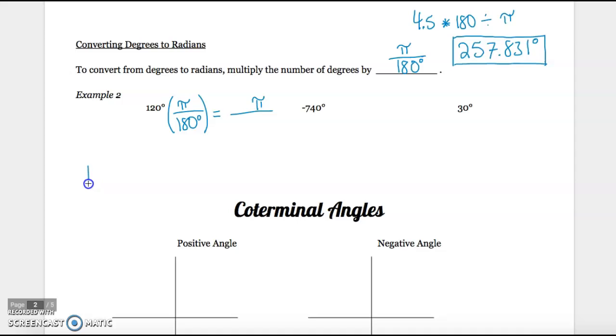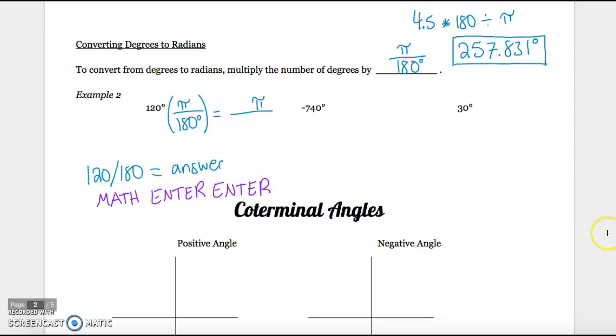So in my calculator, I'm going to go ahead and do 120 divided by 180. That will get me an answer. So let's do that. 120 divided by 180. And that gets me a really gross decimal answer. And so what I want to do is I want to change that back to a fraction. So in your calculator, if you hit math, enter, enter, after you get this answer, it's going to go ahead and give you the most reduced form of this fraction, but it will be exact. It won't be like a decimal that repeats forever.